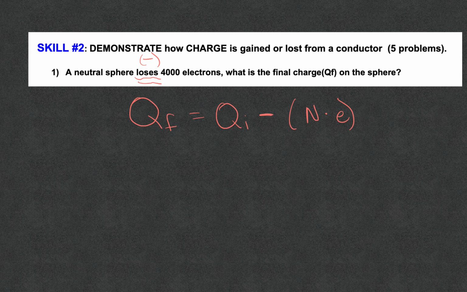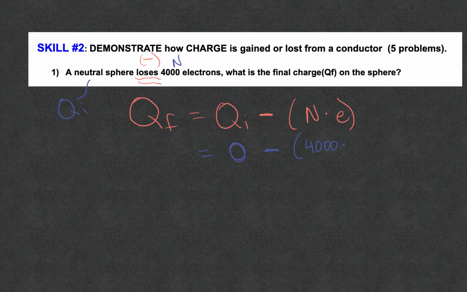And we're going to change to another color. So the starting charge, the neutral, is actually the Q initial. And neutral means a charge of 0. We're going to subtract from it how many electrons? Well, here's our N value, 4,000 times the charge of a single electron.